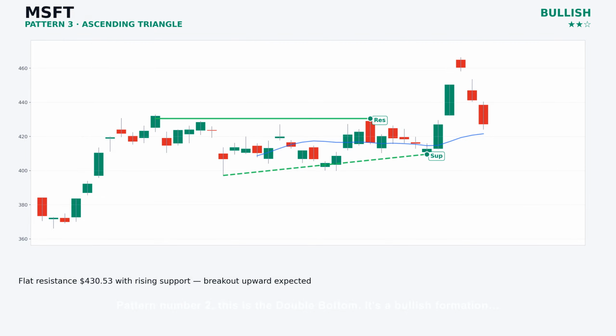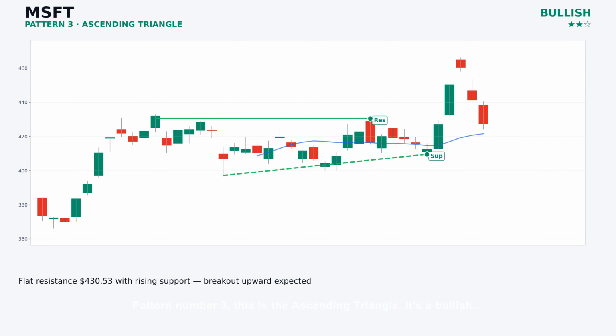Pattern number 3, this is the ascending triangle. It's a bullish formation with 2 out of 3 strength. Flat resistance around $430.53 with rising support. Breakout upward expected. You can see on the chart exactly where the key swings line up. That's what confirms the structure, not just my word for it.